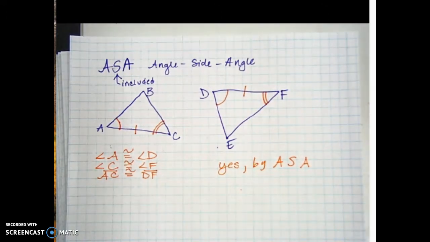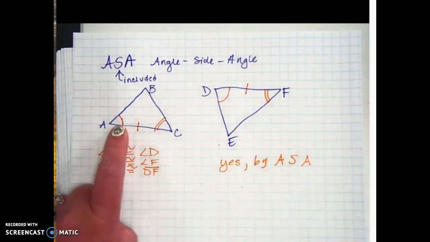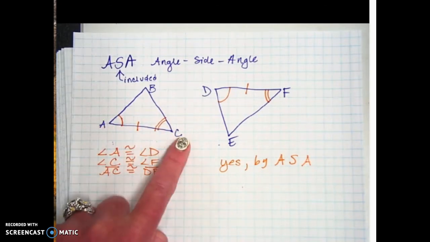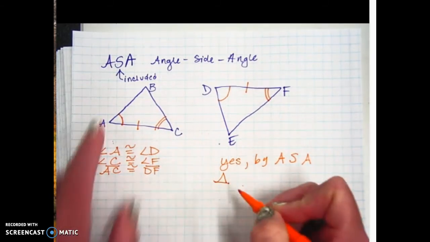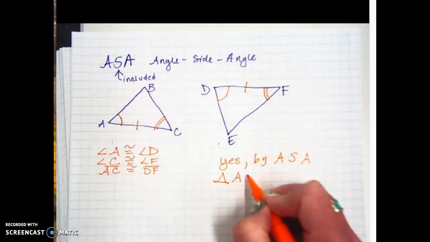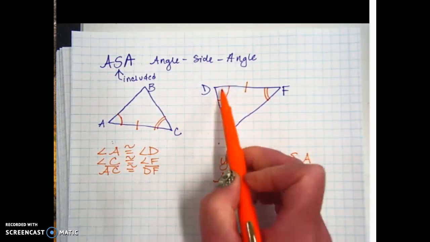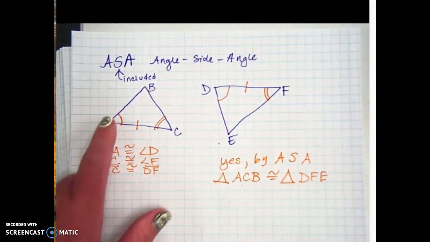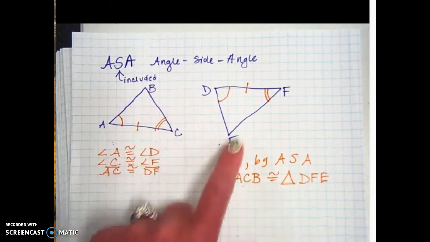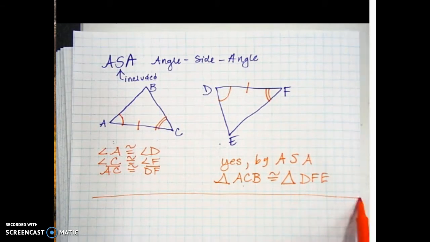Okay? Then we need to write a congruence statement. Notice I already have two of my angles with congruent marks. So I'm just going to go in that order. I'm going to say that triangle ACB is going to be congruent to triangle DFE. Whatever you start with and go to next needs to be the same between the two triangles. All right? Any questions on angle, side, angle?